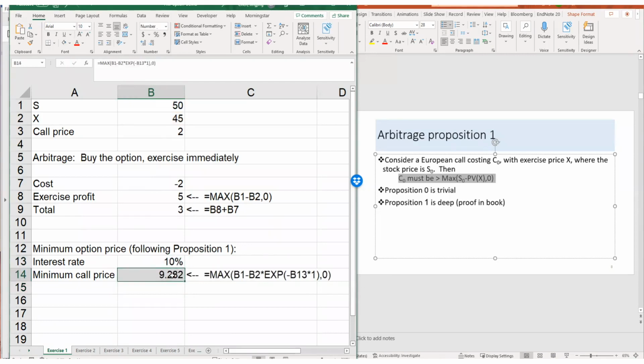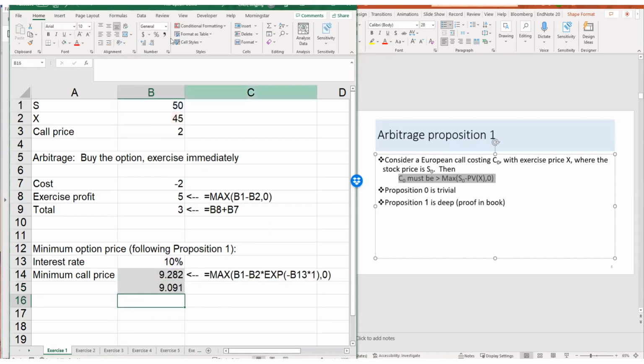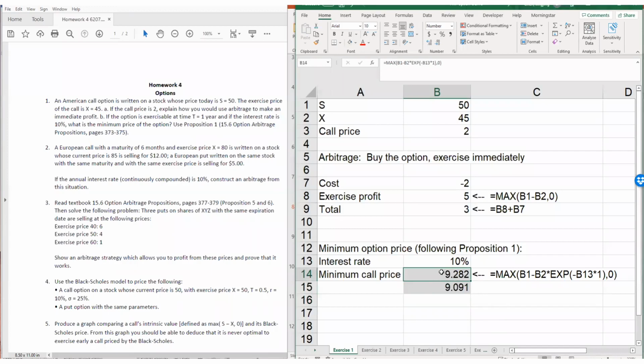If this 10% is simple return, then what you can do is just divide it by 1 plus 10%. Based on different assumptions for the 10%, since the question does not specify whether this 10% is log return or simple return, there are 2 ways of calculating this minimum call price.